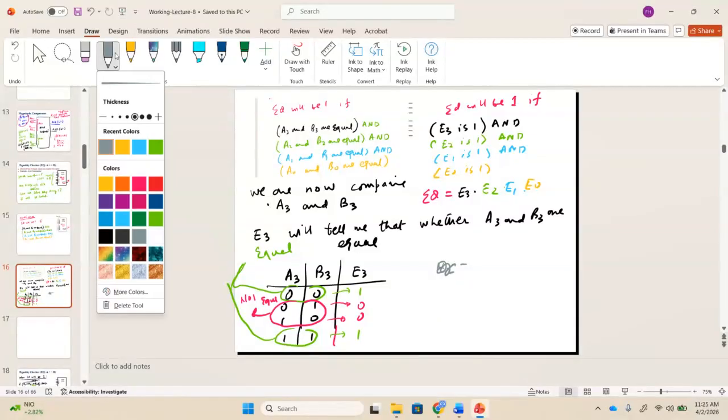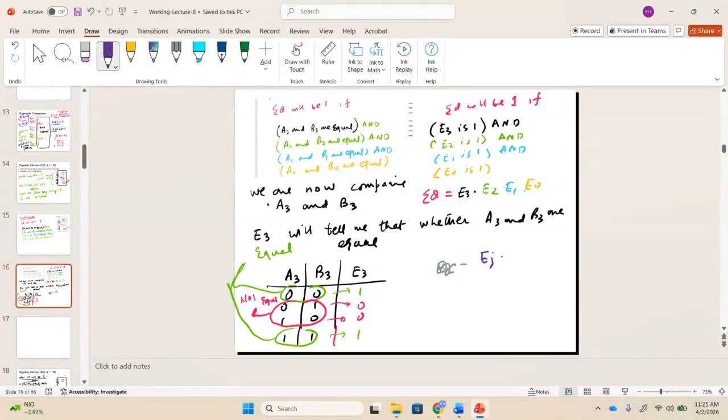Let's say we want to find this, then I'm using the purple color. So Ej is now a function of Aj and Bj. Got it or not got it? Now what is the value of j here in this example? j is equal to 3.